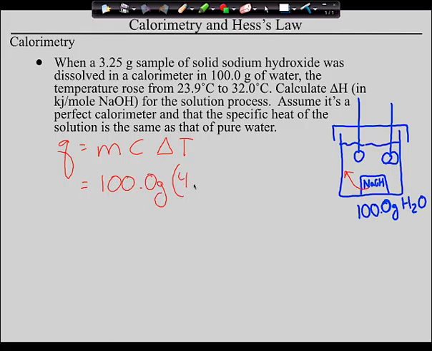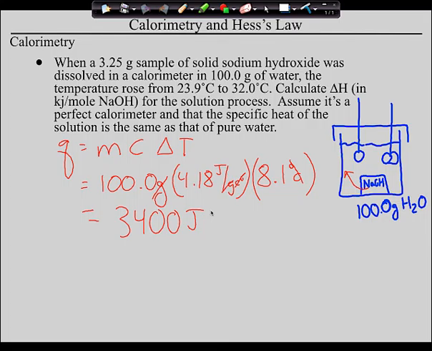Now we need to know the specific heat, 4.18 joules per gram per Celsius degree, which apparently they expect you to memorize. And then, guys, the temperature change is 8.1. Look at me doing math in my head. Okay. So now, if you're interested, look at the way the units cancel. Grams cancel, degrees Celsius cancel, you're left with joules. So 100 times 4.18 times 8.1, and I get, with two significant digits, 3,400 joules.